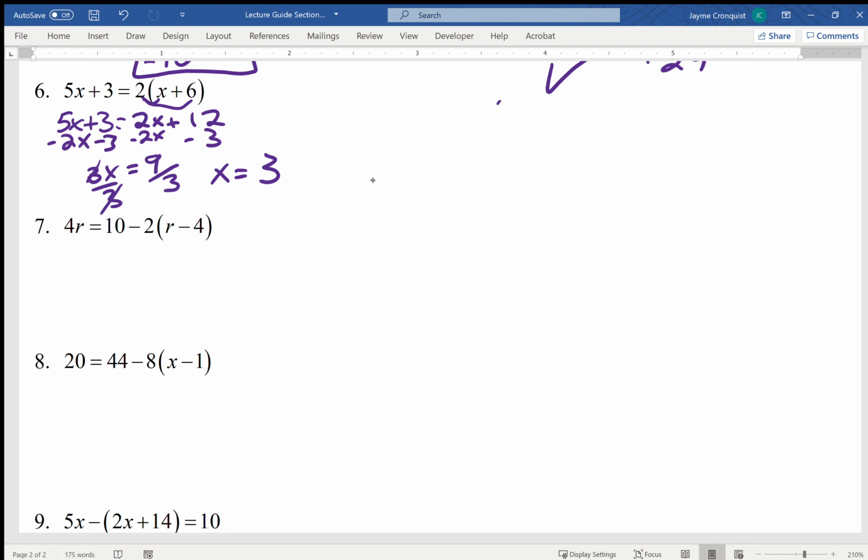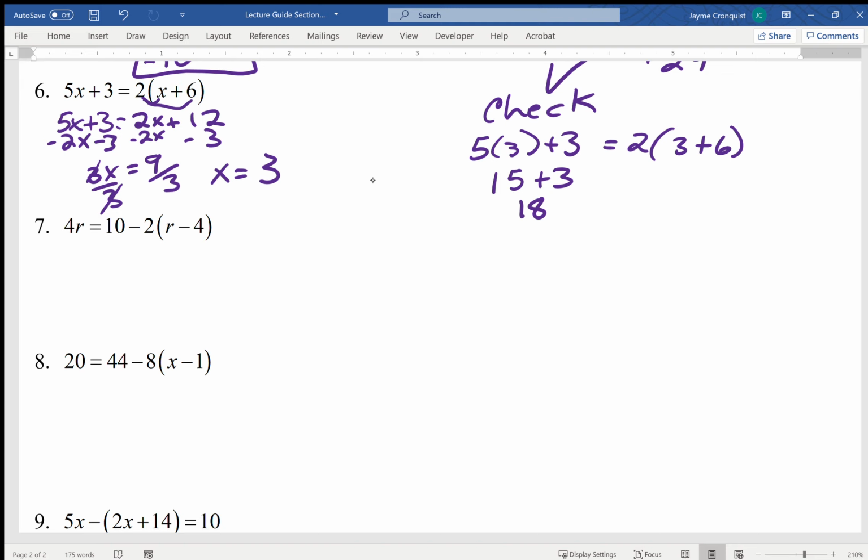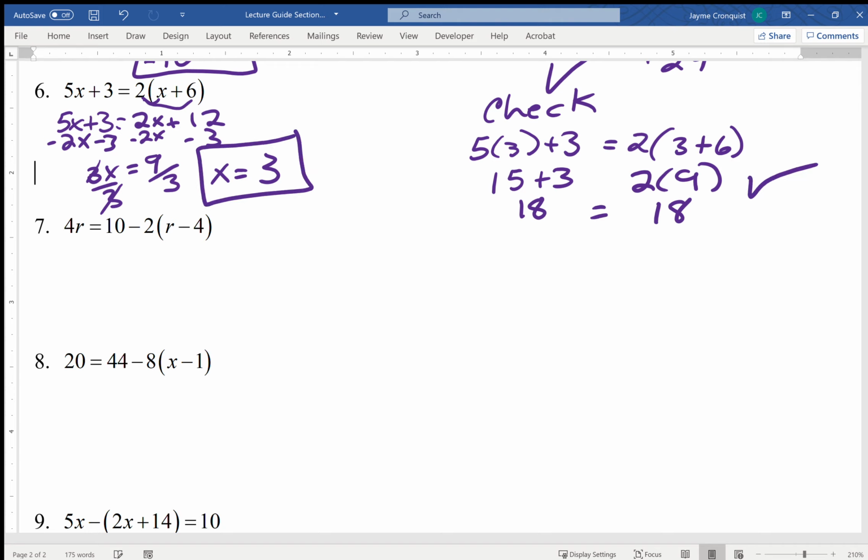All right, now we got to check that. 5 times 3 plus 3 equals 2 times 3 plus 6. All right, 5 times 3 is 15 plus 3 is 18. Distribute this in, I get 6 plus, no, I don't need to do that, sorry. I'm just going to do what's in the parentheses first. 3 plus 6 is 9. So I have 2 times 9, which is 18. So, yes, x is 3.